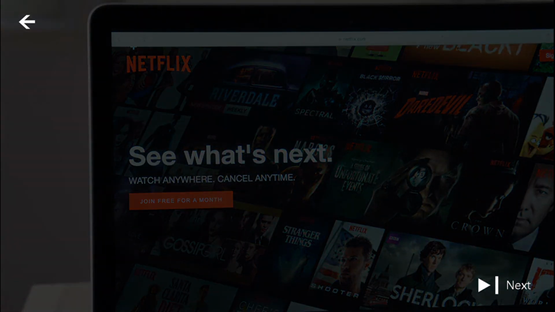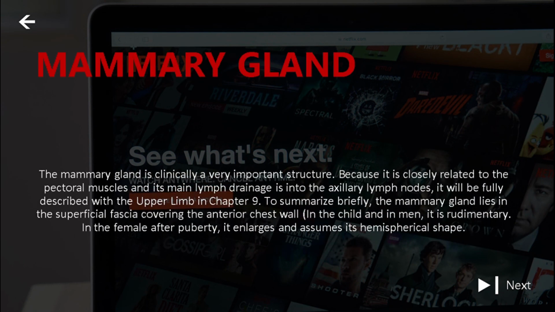The last one is the mammary gland. The mammary gland is clinically a very important structure because it is closely related to the pectoral muscles and its main lymph drainage is into the axillary lymph nodes. It will be fully described in the upper limb in Chapter 9. To summarize briefly, the mammary gland lies in the superficial fascia covering the anterior chest wall. In the child and in man, it is rudimentary, and in the female, after puberty, it enlarges and assumes its hemispherical shape.